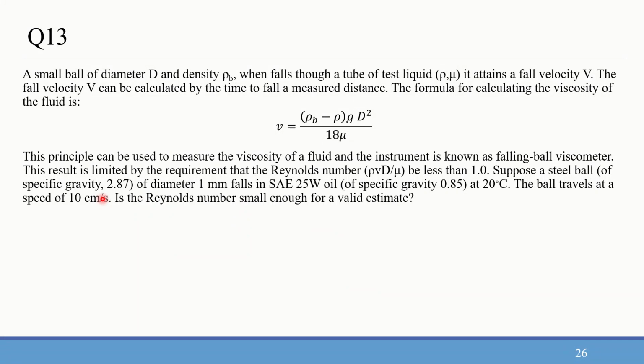Suppose a steel ball of specific gravity 2.87 and diameter 1 mm falls in a SAE 25W oil of specific gravity 0.85 at 20 degrees Celsius. The ball travels at a speed of 10 centimeter per second. Is the Reynolds number small enough for a valid estimate?